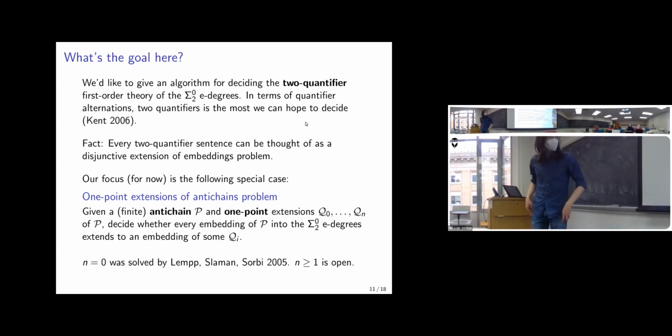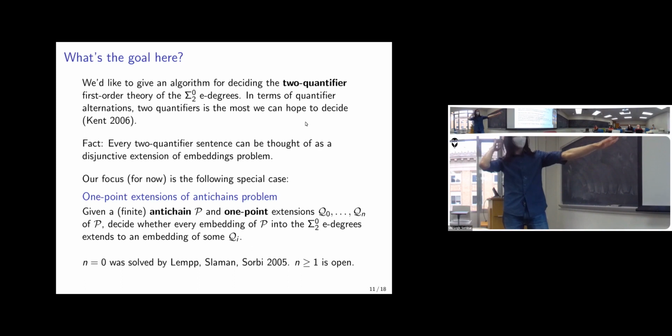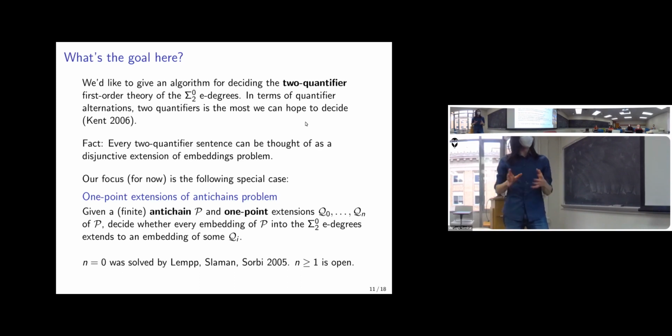And some history. For n equals 0, in other words, if there is only one extension of P that we care about, if the question only gives you one choice, then actually this is already solved. This was solved by Lempp, Slaman, and Sorbi. Not even just with the restrictions: without the anti-chain and without the one-point extension restriction, it is completely known. But n greater than or equal to 1 is open. So it's the disjunctiveness that presents difficulties here.